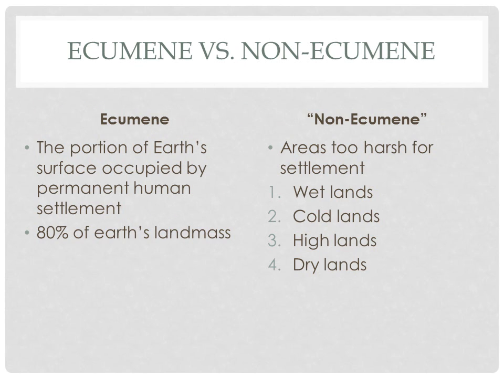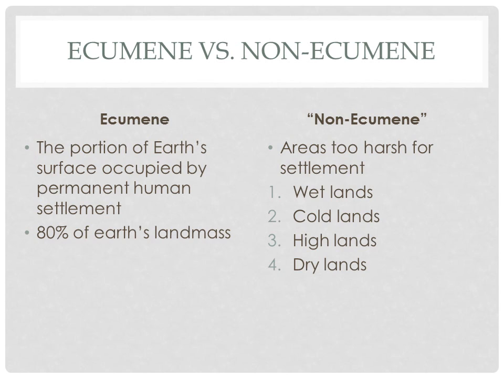Shifting gears a little bit, let's talk about the difference between why people are where they are. And so we introduce another vocabulary term. This is ecumen. The ecumen regions of the world are the portion of Earth's surface occupied by permanent human settlement. And that's about 80% of the world's landmass.